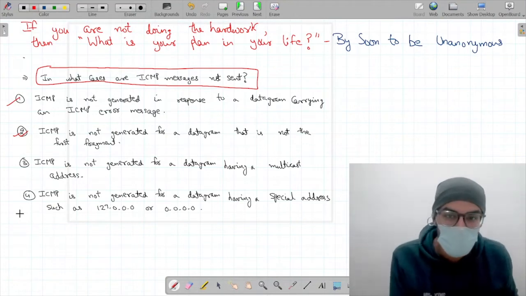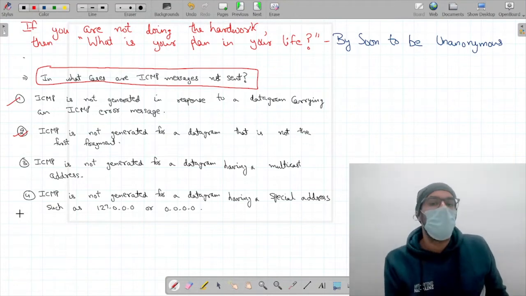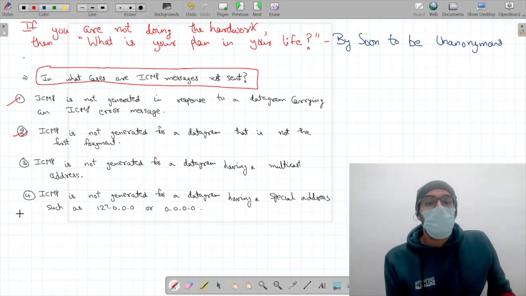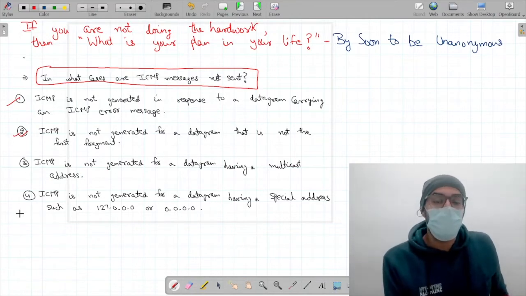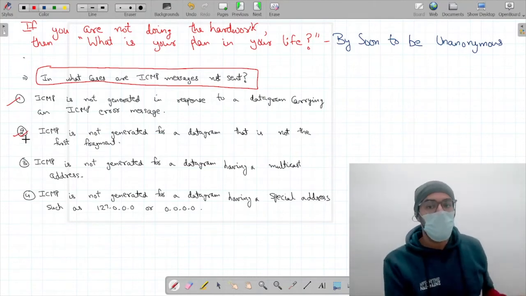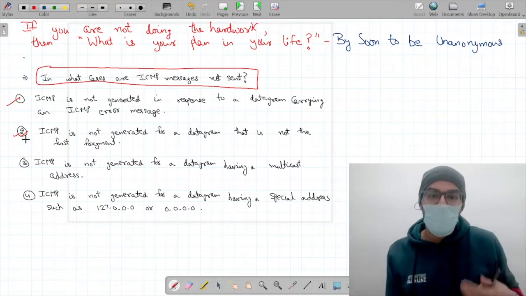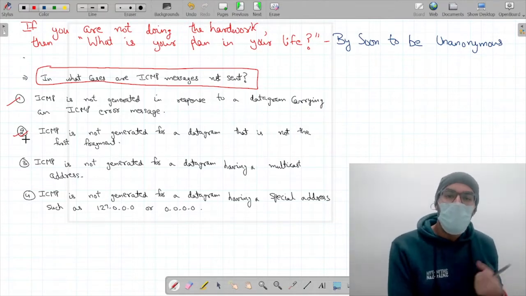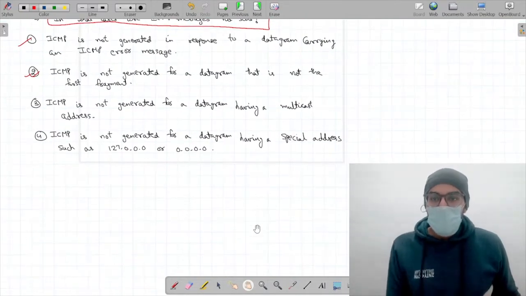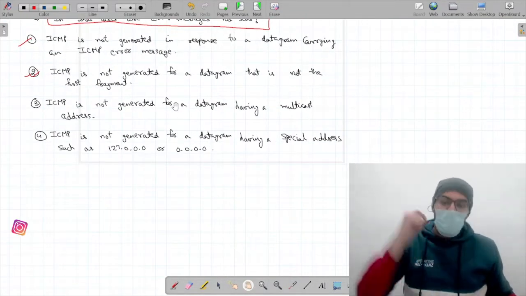In this lecture, we will be covering in detail the various cases in which we do not send ICMP messages. In these first two cases, I will also be telling you the core reasons behind it, and then you will have a little bit of fun reading the ICMP. Now, before telling you the first case, let's take an example.